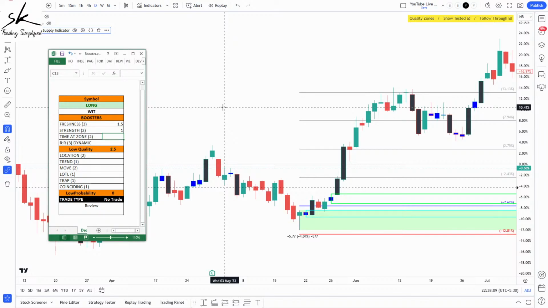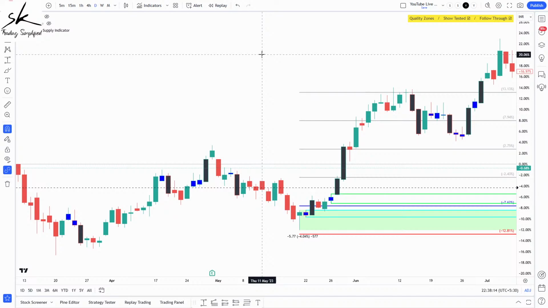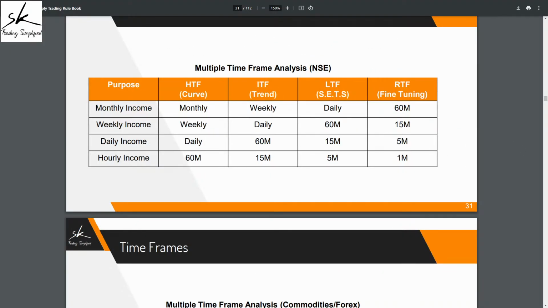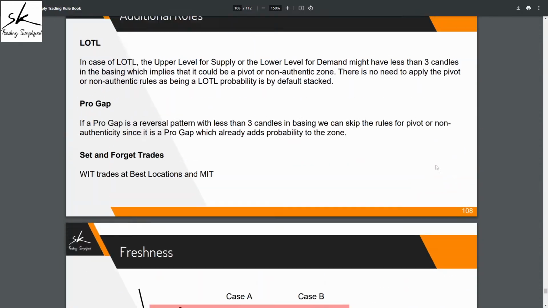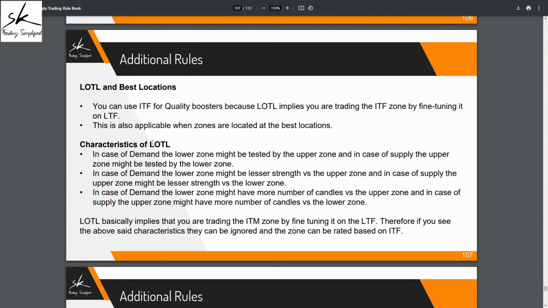Time at the zone, we only have one candle, which is a score of 2. Reward to risk ratio we are taking as an assumption. Now, if I go back to the rule book, you will see that there are certain characteristics of cases of level on top of level. Remember, these characteristics might not apply every time. At times, none of them might be applicable. At times one, at times two, at times maybe all three. But always remember these characteristics.